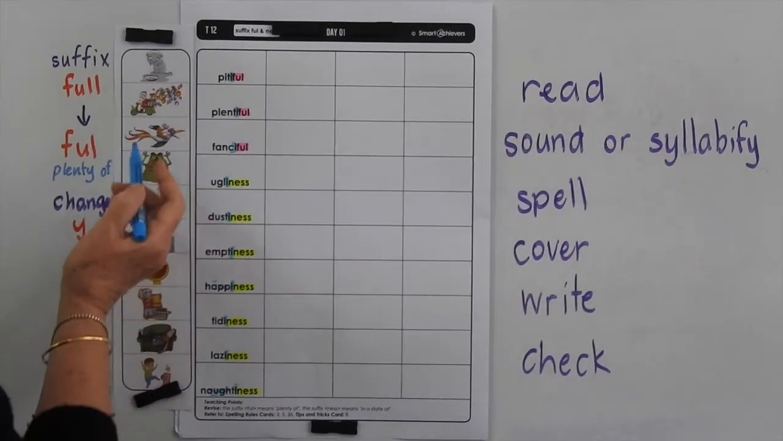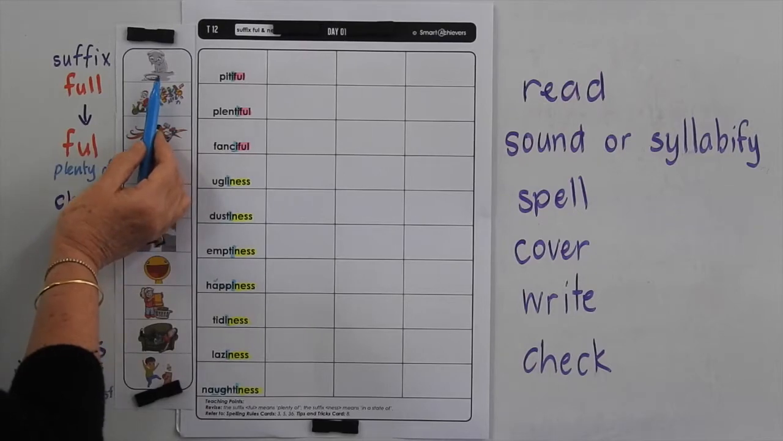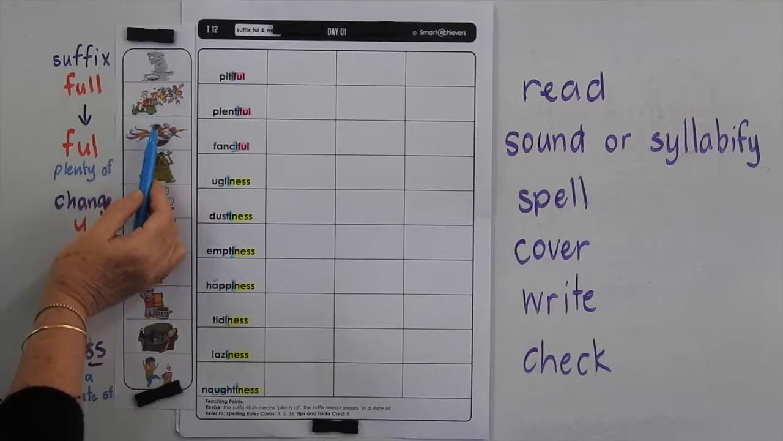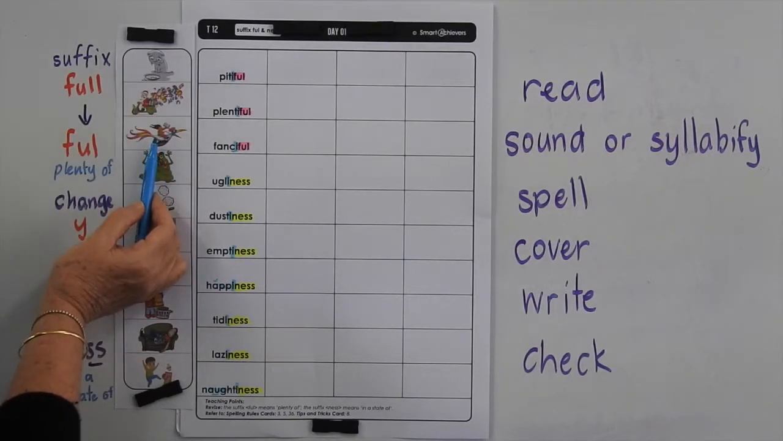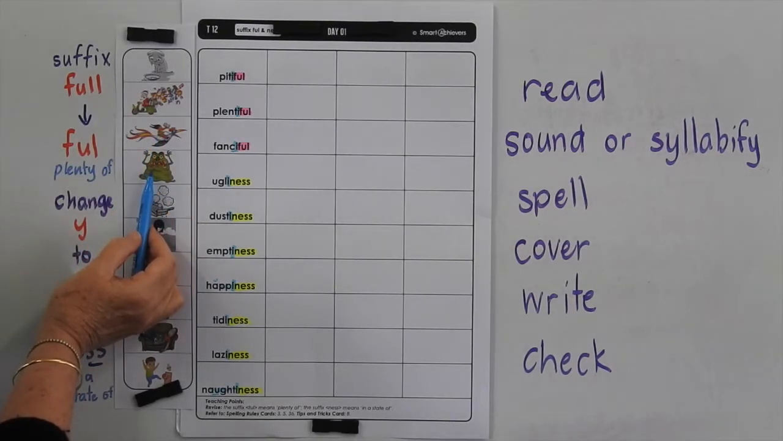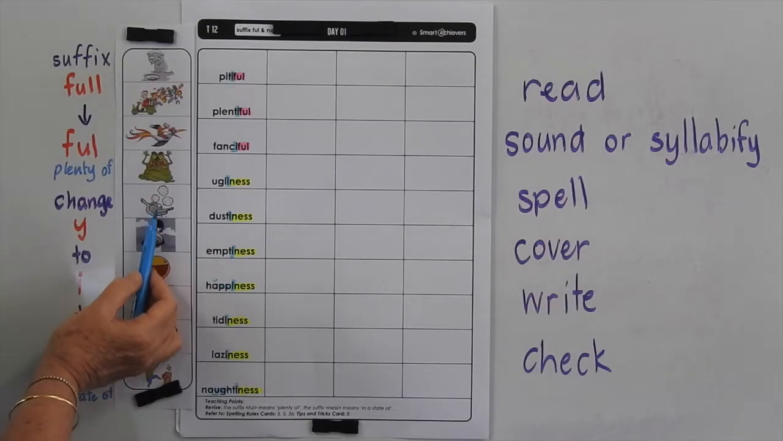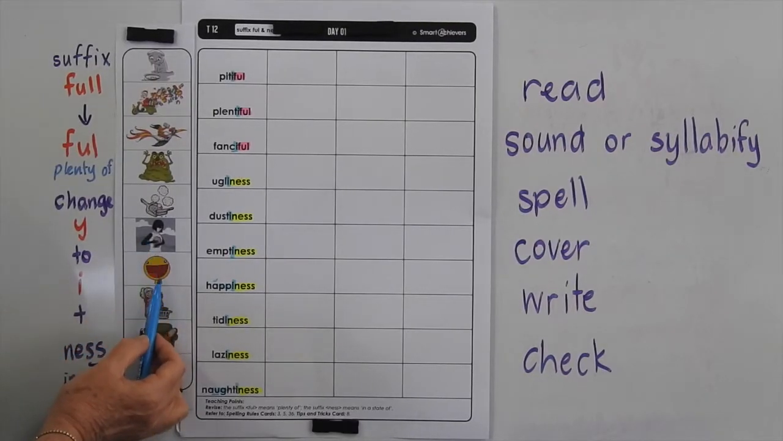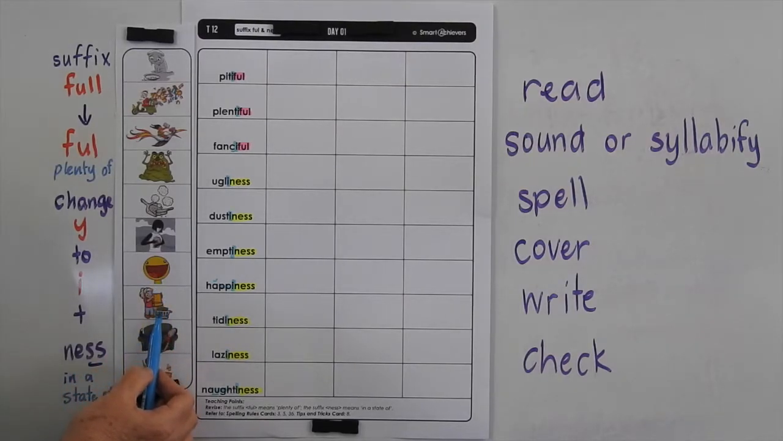Let's go back and look at what each of these words mean. So pitiful means deserving pity. Plentiful means that something's in abundance. Fanciful means imaginative or imaginary or extravagant. Ugliness means lacking in beauty. Dustiness means covered with dust. Emptiness means that it's desolate or hollow. Happiness means elation or joy or feeling pleasure. Tidiness means neatness or order. And laziness means idleness or inactivity. And naughtiness means poor behaviour, mischief or misconduct.